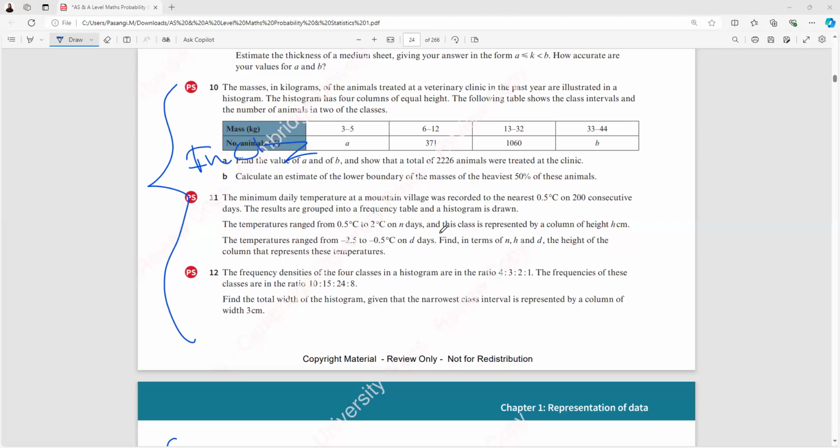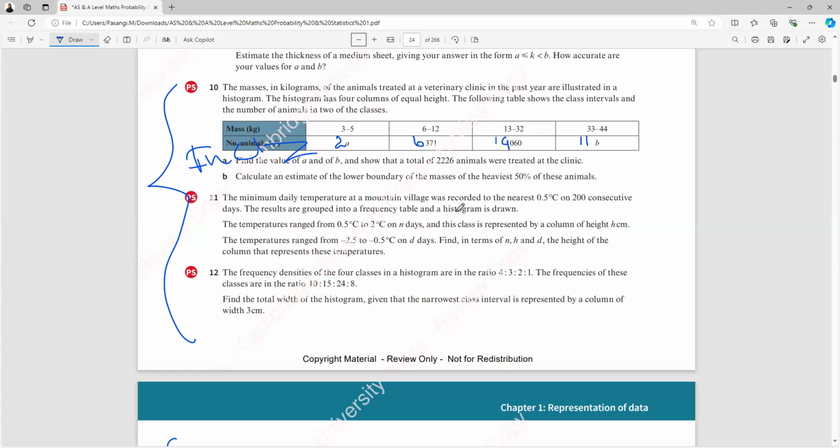If they have equal heights, then the frequency... So now what will happen here? The first question asks to find the values of A and B and show that a total of 12 animals were treated at the clinic. So now, if I draw another row for the width, the width is 2, here the width is 6, here the width is 12, and here it is 11.